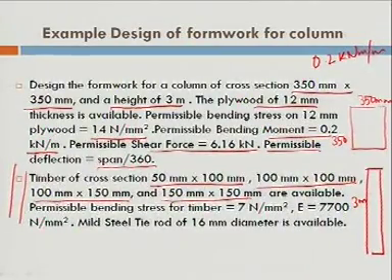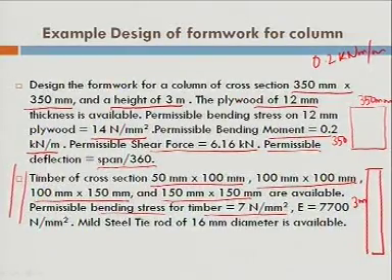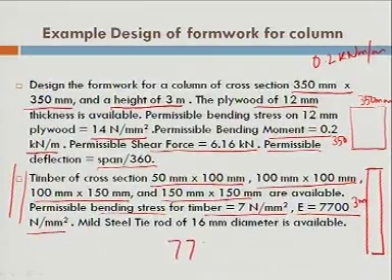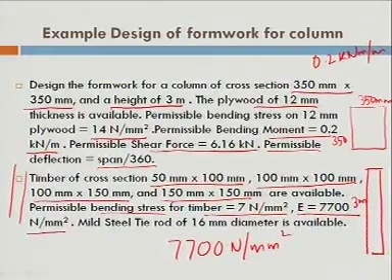Now, for this timber, the permissible bending stress given is 7 Newton per millimeter square. The E value, Young's modulus of elasticity, is 7700 Newton per millimeter square for this timber.